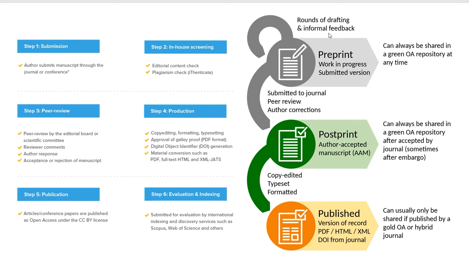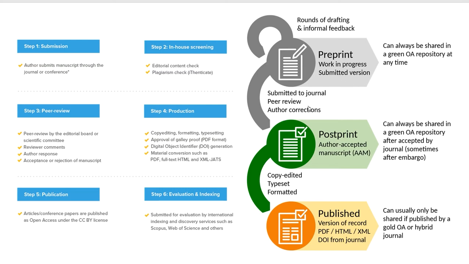Next, the drafting information and feedback can always be shared in a green open access repository at any time. Why? Because there is no review system. The significant work is already done by you. If you want it reviewed by someone else, immediately post your work as a preprint, such as an easy-share preprint, IEEE preprint, or any other preprint. Springer has also given a preprint platform.